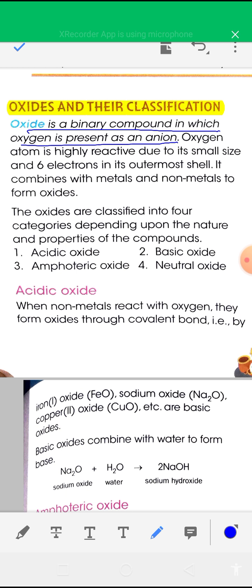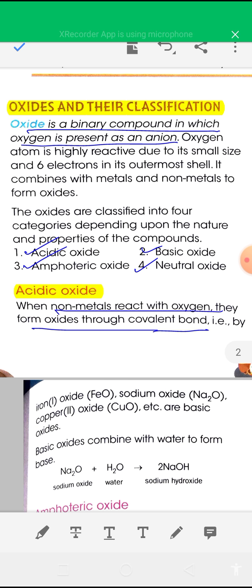So, types of oxide: there are 4 types of oxide: acidic oxide, basic oxide, amphoteric oxide and neutral oxide. So the first type of oxide is acidic oxide. Generally non-metallic oxides are acidic oxides. When nonmetals react with oxygen they form acidic oxide, and the bonding present in acidic oxide is covalent bond.